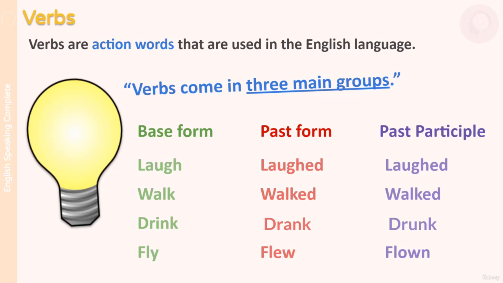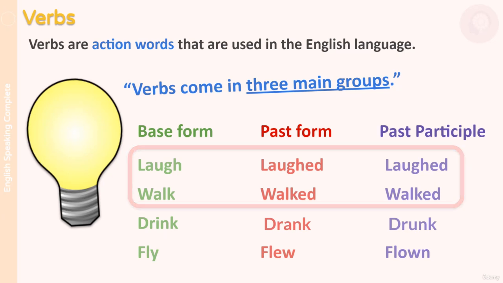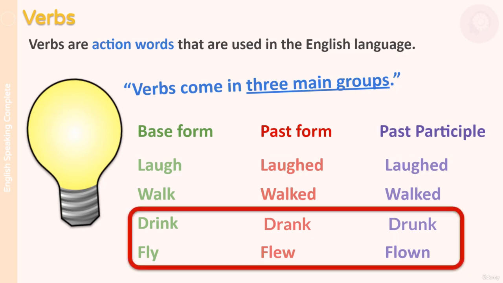Now, why are we seeing these different ways to change the verbs? Well, as you may remember, I was talking about regular verbs and irregular verbs. So regular verbs, we just add ed for the past forms, whereas, as we can see here, for irregular verbs, it gets a little bit more tricky. It's not as simple as just adding an ed, or something similar.